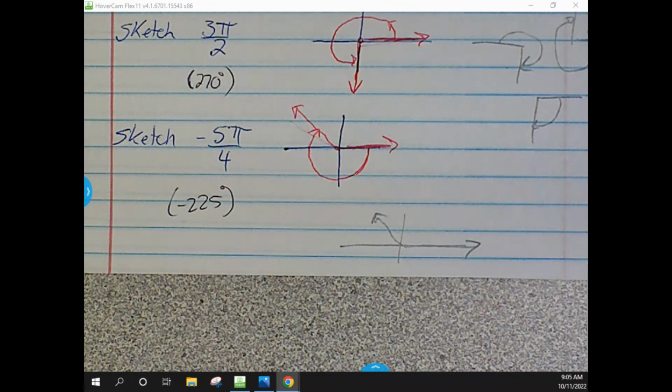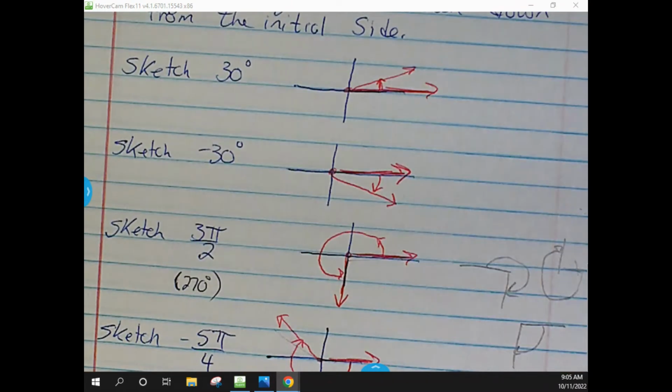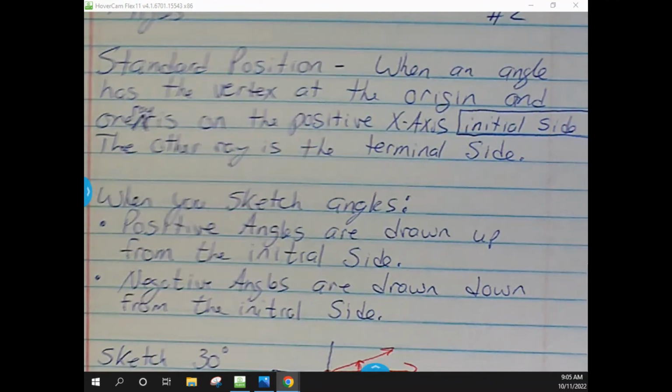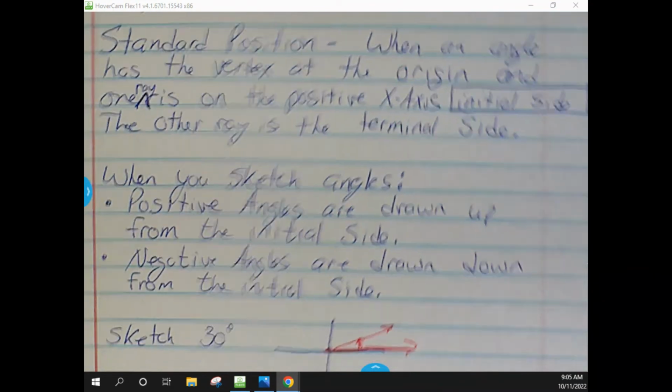Okay. So that's, again, just kind of backing up to make sure that we've got standard position, the positive and the negative angles with this thing. The next thing they kind of throw at you, which is just, again, spinning off that one a little bit, is coterminal angles.